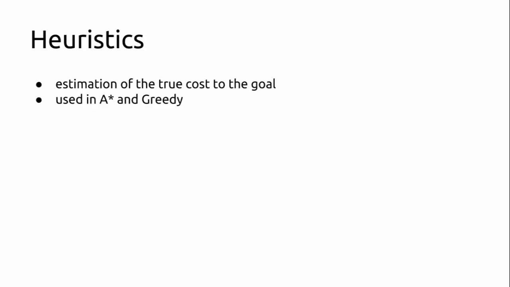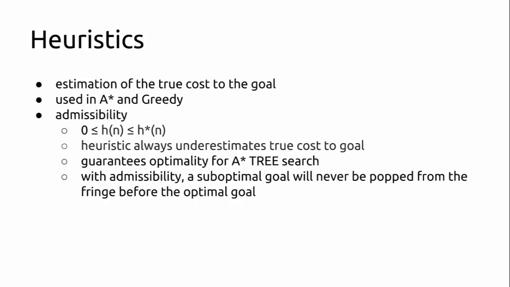Okay, so there's a couple of things that we want to consider when it comes to heuristics, especially for A-star. The first of which is admissibility. And I have the definition listed below. But what it basically says is that the heuristic value at any state must underestimate the true cost to the goal. And this is going to guarantee us optimality for A-star tree search.